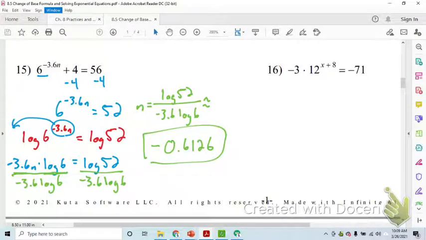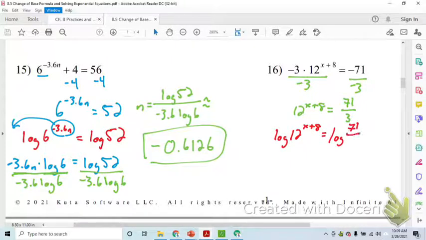Okay? Now, on number 16, the first thing we have to do here is divide both sides by negative 3. We get 12 to the x plus 8 is equal to negative 70. Sorry, well, that's not right. It can't be negative 70. You should divide it by 3. So 71 divided by 3. It doesn't come out evenly, does it? Hang on. Pause. Yeah, so it doesn't come out evenly, so just maybe leave it as a fraction. 71 over 3. Because now we still have to take log of both sides. So it'd be log of 12 to the x plus 8 is equal to log of 71 over 3.